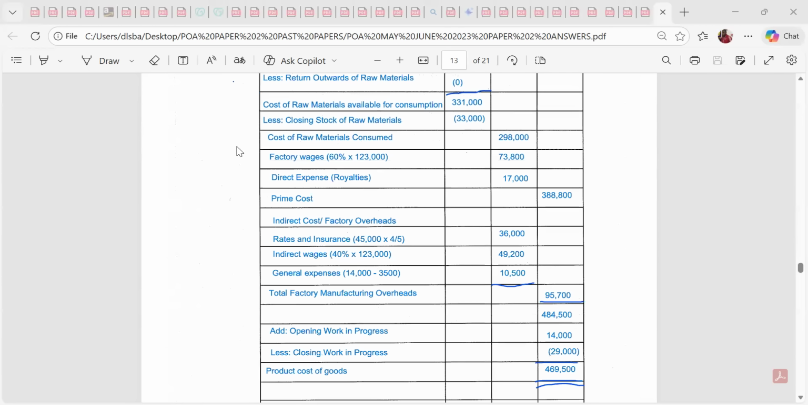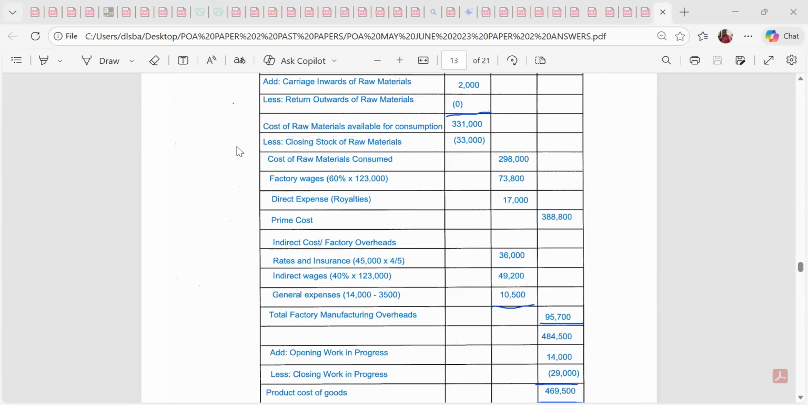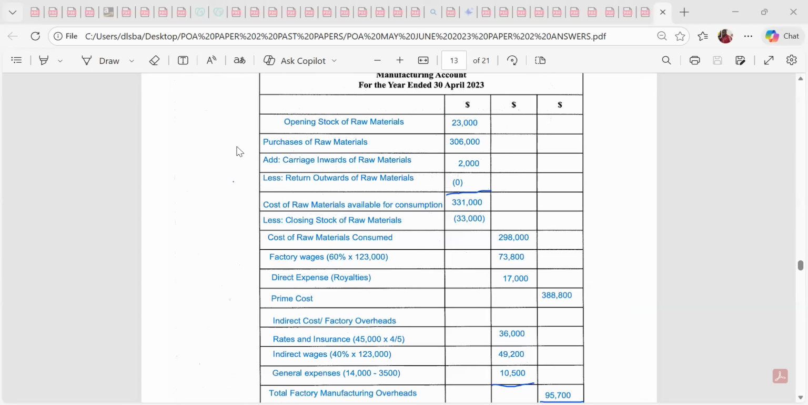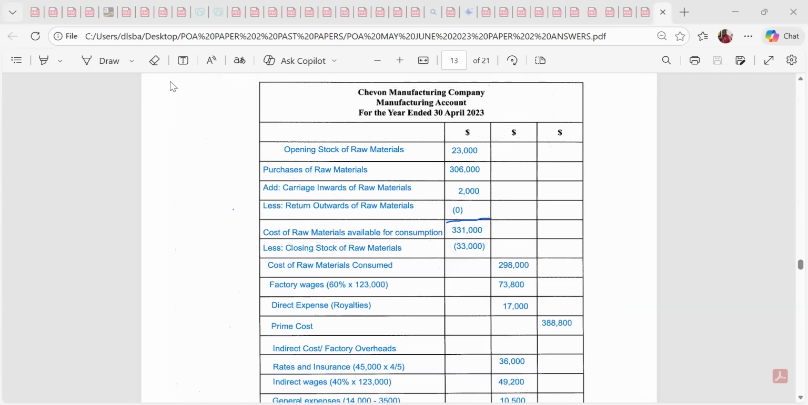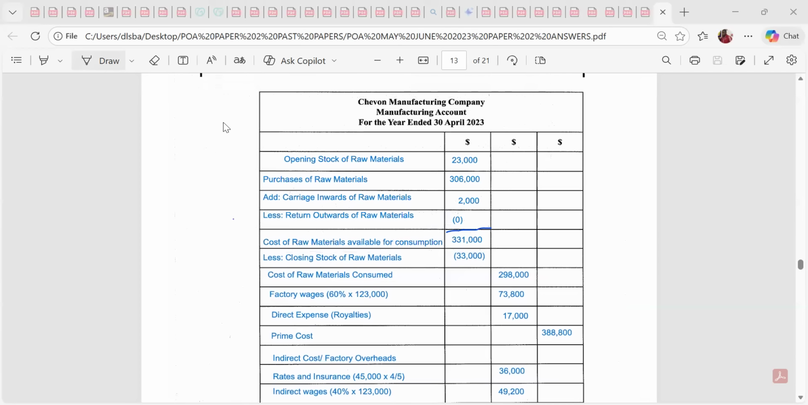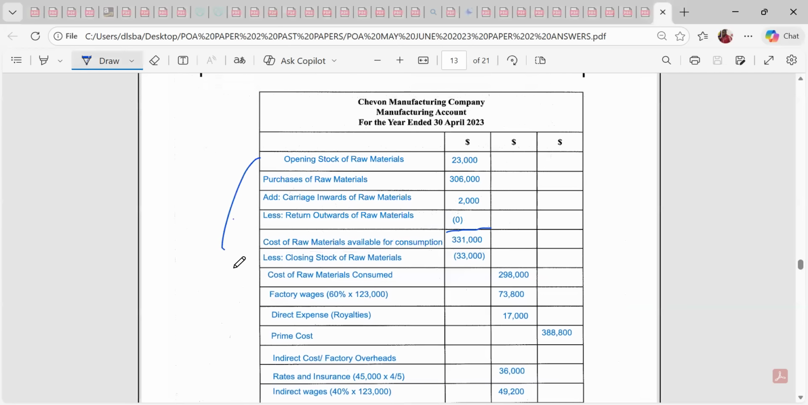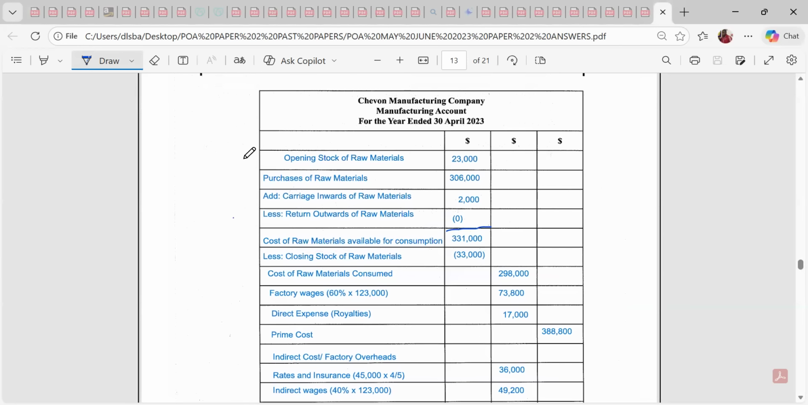All right. So if you know how to calculate your cost of goods sold, which you're supposed to know, and if not, please go and learn it, you can do this. This is just the calculation of direct material. So this is just this part here. It's just like cost of goods sold. Cost of goods sold is opening stock, add purchases, add carriage inwards, less returns outwards, less closing stock, and you get the cost of goods sold. It's the same thing. It's called the cost of raw materials consumed.